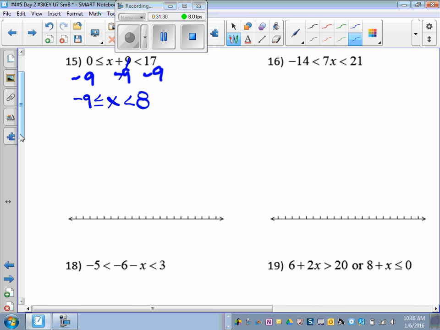All right, so let's go ahead and graph this. We have negative 9 and we have 8. So 0, 1, 2, 3, 4, 5, 6, 7, 8, 9. And then 8, 1, 2, 3, 4, 5, 6, 7, 8. At negative 9, open or closed? At 8, open or closed? Open. And it's everything in between. So it's an and statement.